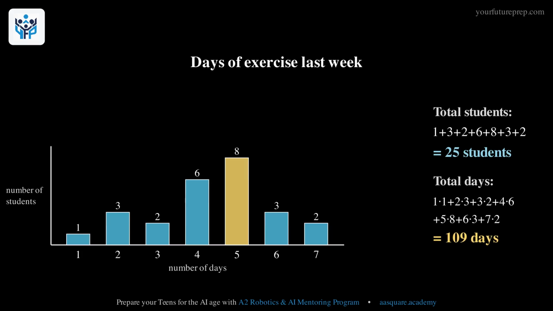Next, the total number of exercise days. For each bar, multiply the number of days by the number of students. Then add. That is 1 times 1, plus 2 times 3, plus 3 times 2, plus 4 times 6, plus 5 times 8, plus 6 times 3, plus 7 times 2. This equals 1 plus 6 plus 6 plus 24 plus 40 plus 18 plus 14, which is 109 total days.